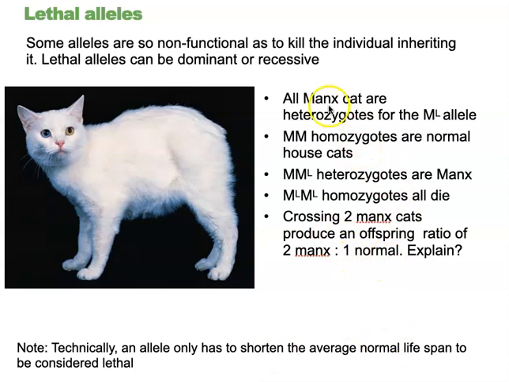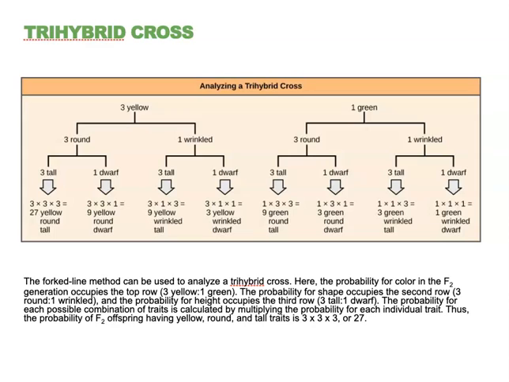So, all Manx cats are heterozygous for the ML allele, Manx lethal. MM homozygous cats are normal house cats, no problem. ML heterozygotes are Manx. Notice there's no tail here. And then Manx lethal are homozygotes, and they all die. Why? I want you to go away and think about what this would actually look like. But you already know the answer to the problem.